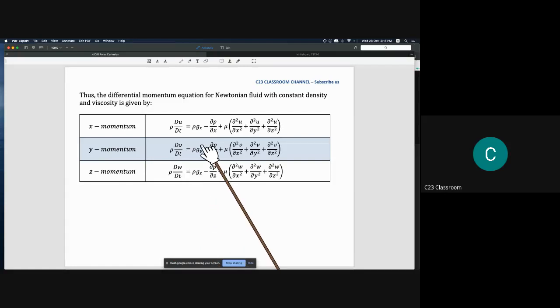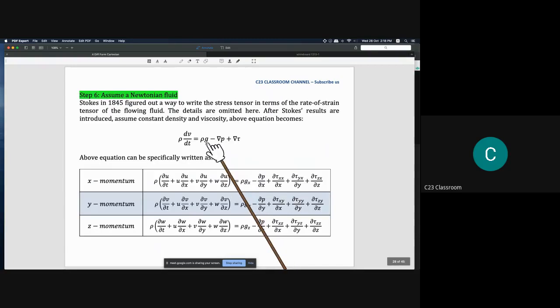And then again, because of the basic calculation here, we have gravity here.